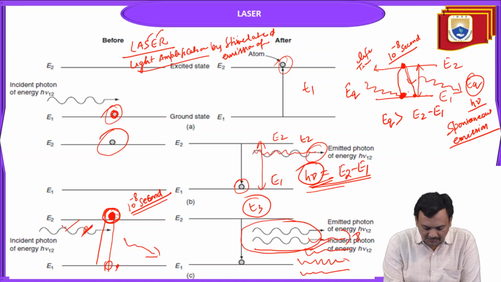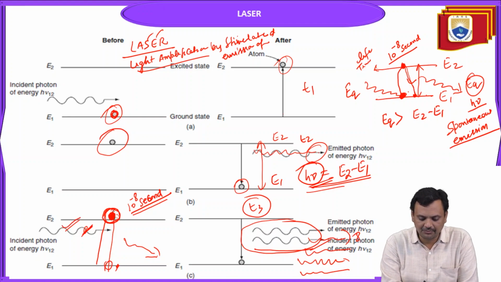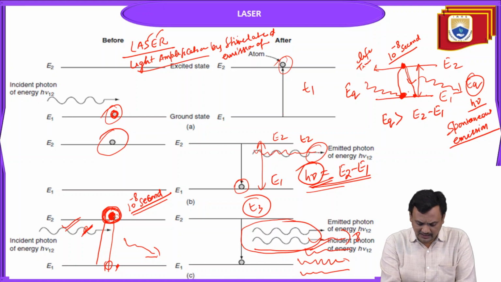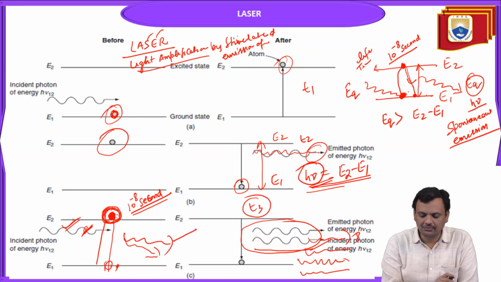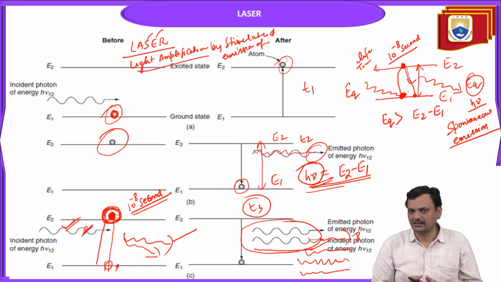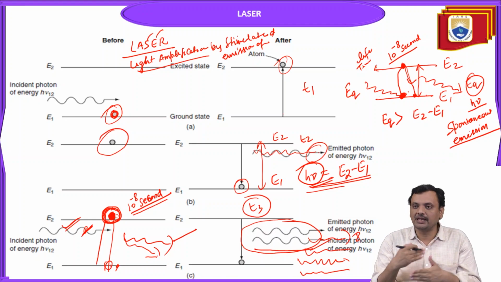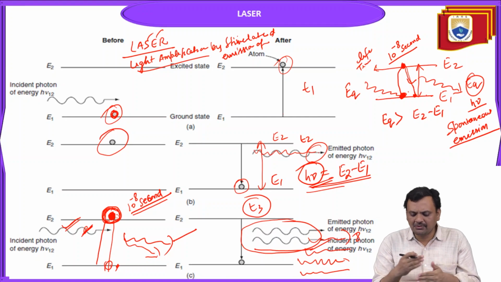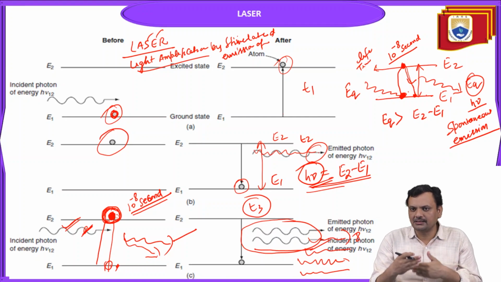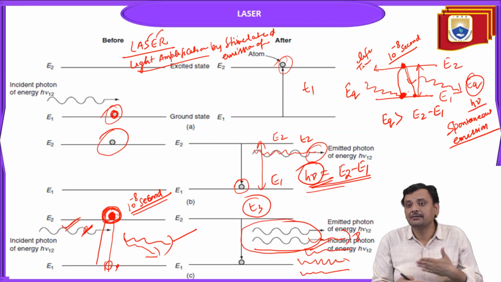Let's suppose this is the parent photon and that photon is incident on this excited electron. That excited electron will decay and generate one new photon. So that new photon and that parent photon will have the same characteristics. Means they will try to move in a unique direction. They will be in phase. And why? Because they are rapidly increasing their number, they will be able to maintain a high intensity.